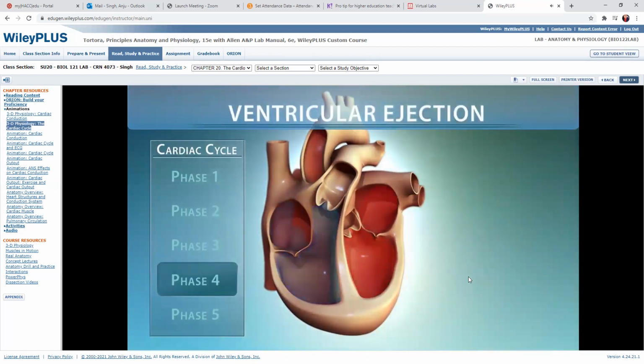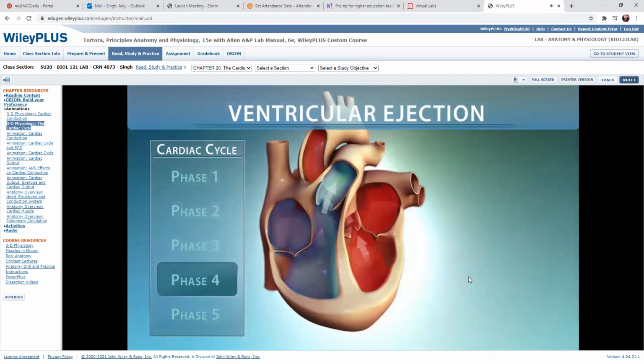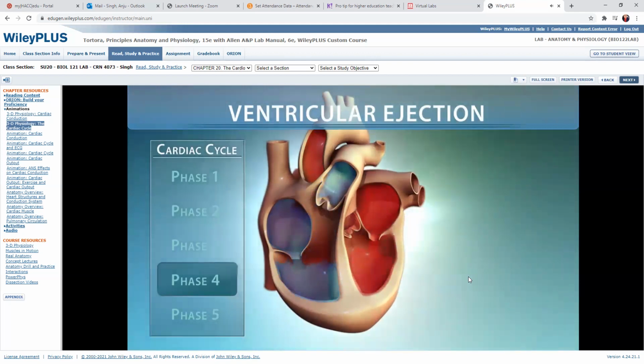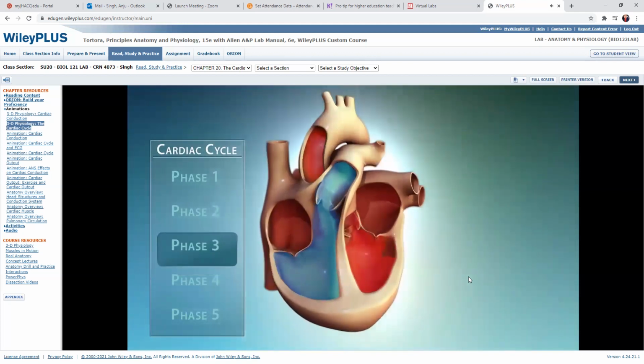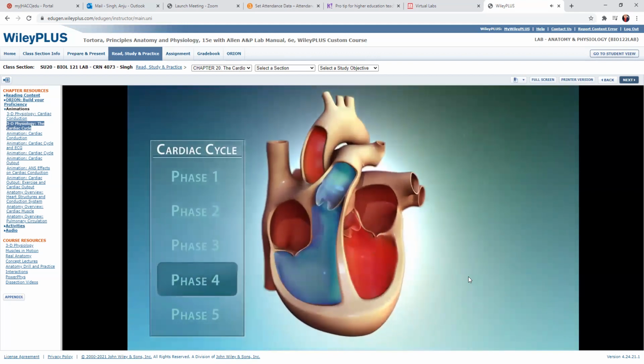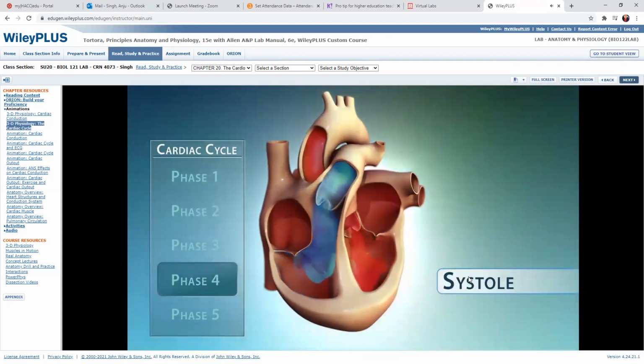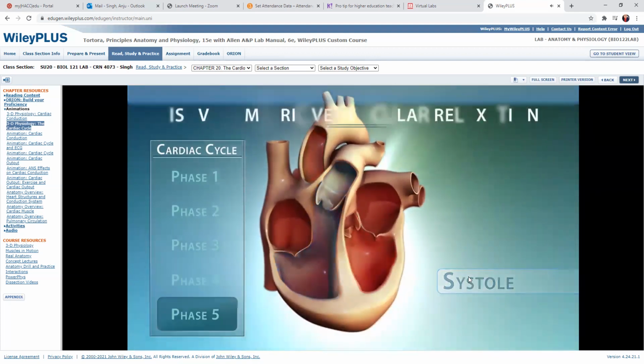Ventricular ejection is the 4th phase of the cardiac cycle. As ventricular contraction continues, the pressure inside the ventricles eventually exceeds the back pressure in the pulmonary trunk and aorta. This forces the semilunar valves to open, and blood from the ventricles is pushed into these great vessels. In a resting adult, slightly more than half of the blood, approximately 70 milliliters, is ejected each time the ventricles contract. The combined 3rd and 4th phases of the cardiac cycle, when the ventricles are contracting, are known as systole.